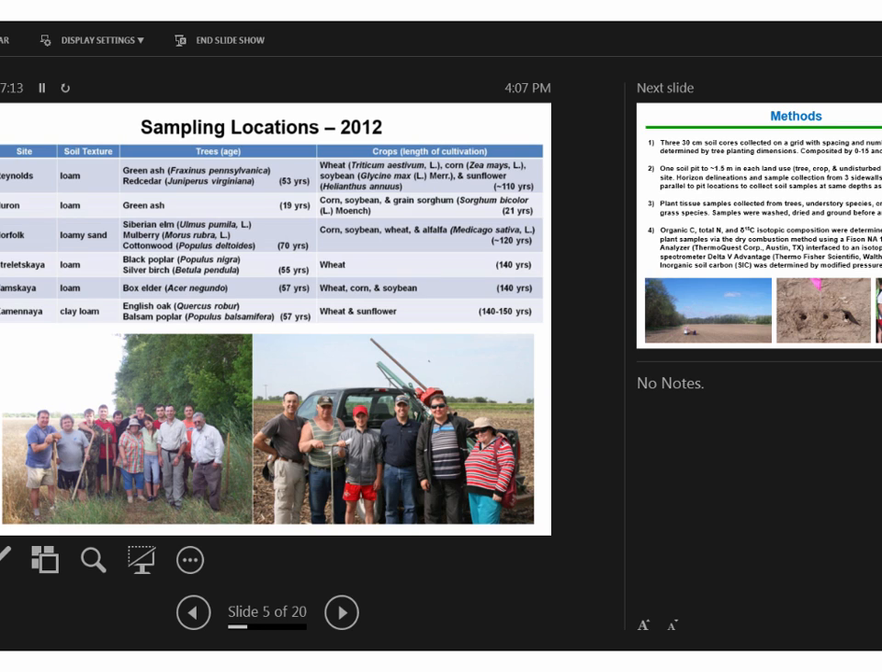And then, you know, we have pretty good information on the cropping history as well. The Russian sites, they've been cultivated longer, but pretty much, in some cases, almost entirely monoculture as well.